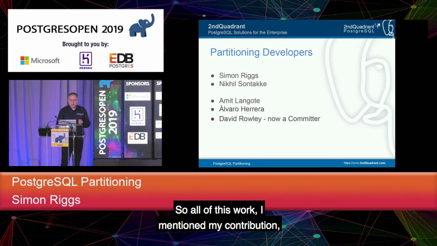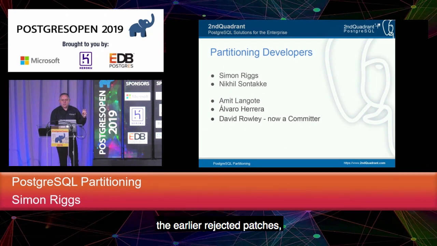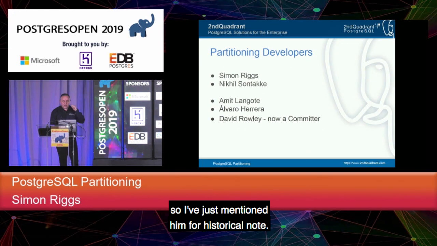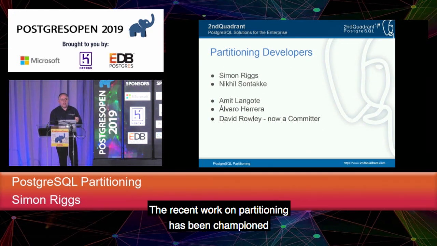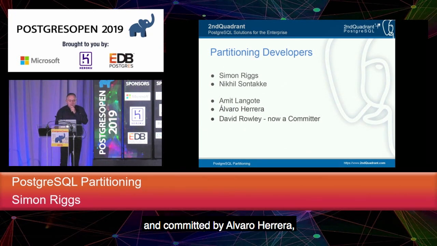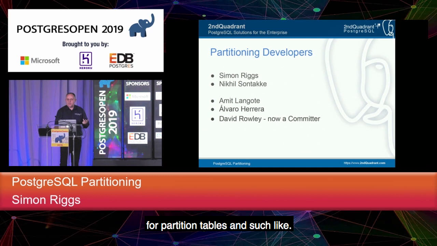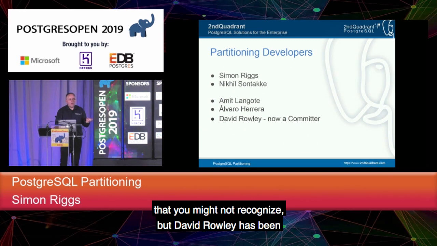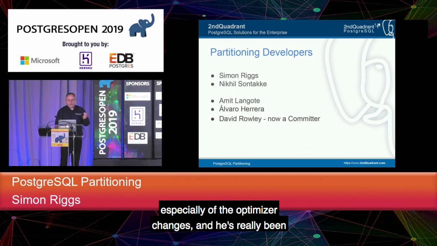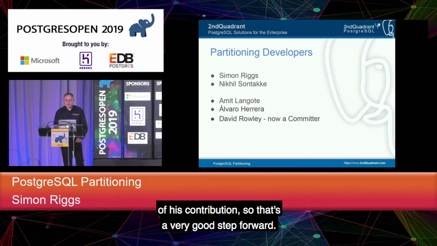So all of this work, I mentioned my contribution. Nick Hill was one of the people that submitted the earlier rejected patches, so I've just mentioned him for historical note. The recent work on partitioning has been championed mostly by Amit Langote and committed by Alvaro Herrera, who's written most of the things like primary keys for partitioned tables and such like. And you'll also see another name that you might not recognize, but David Rowley has been intimately involved in the performance aspects of this, especially the optimizer changes, and he's really been elected a committer as a result of the quality of his contribution. So that's a very good step forward.